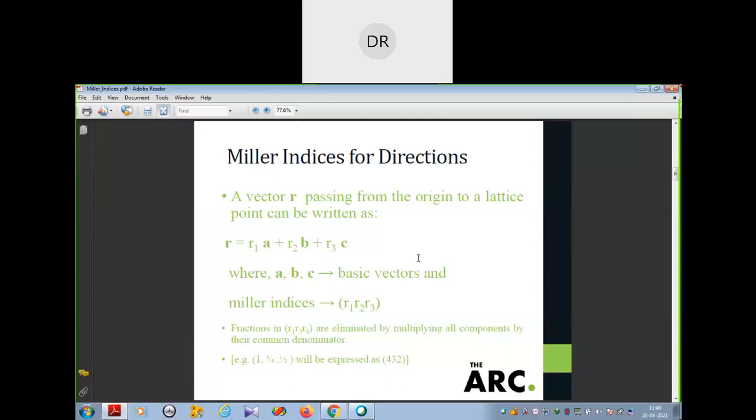If you have to convert this into whole numbers, how will you multiply it? The highest denominator is 4, so multiply by 4 and we get whole numbers. 1/4 multiplied by 4 is 1, 3/4 multiplied by 4 is 3, and 1/2 multiplied by 4 is 2. Likewise we can designate these Miller indices.